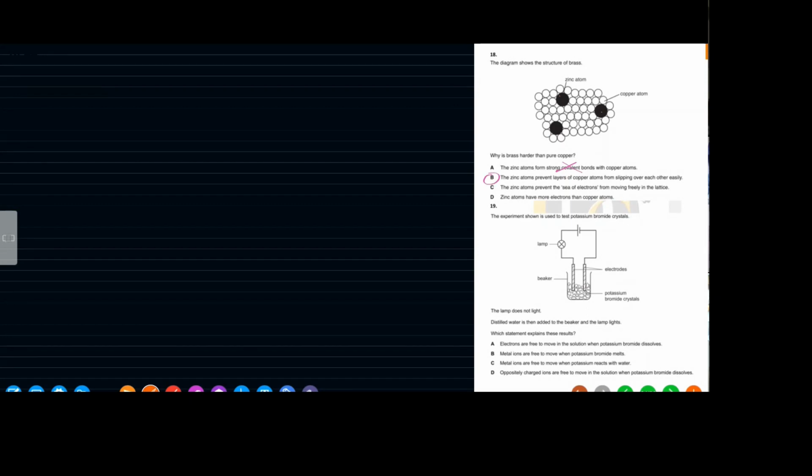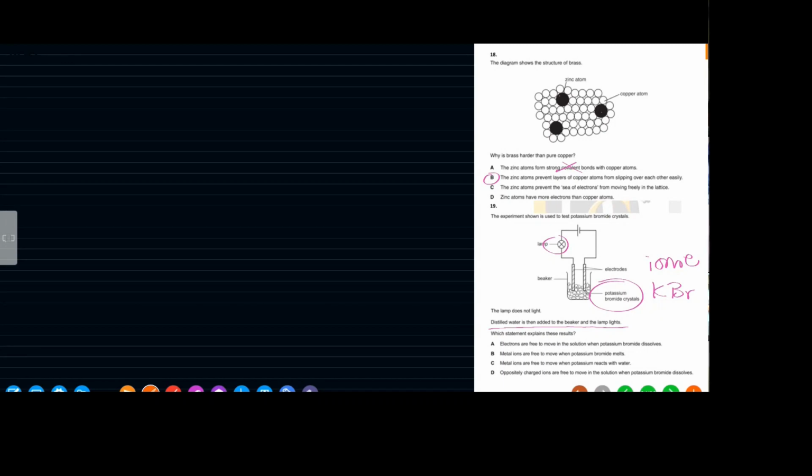Right? And this lamp doesn't light because no current is flowing. Why is no current flowing? This is KBr, which is ionic, so the ions cannot move in solid form, right? That's the answer. And when distilled water is added to the beaker, the lamp lights. True, in aqueous form it lights because the ions can move.